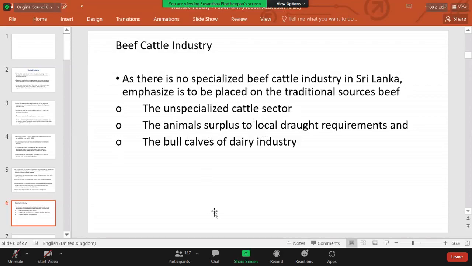The animal surplus: when you're having animals, whether backyard, middle scale or large scale, whatever the purpose, the excess animals, the local draught animals, and the bull calves of the dairy industry are sent to the unspecialized beef sector. Bull calves from the dairy, because we don't want so many bulls. We don't need to keep bulls in a cattle farm for dairy production.